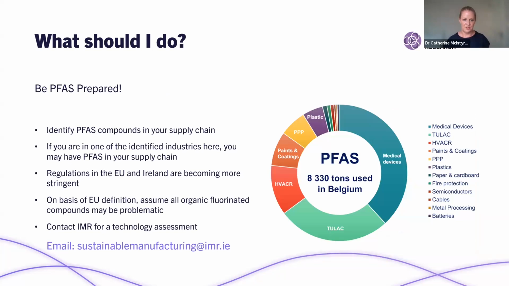So what should you do? As a manufacturer, you should be PFAS prepared. So what you want to do is identify PFAS compounds in your supply chain or your processes. If you are in one of these industries that we've identified, you may have PFAS in your supply chain. Be aware that regulations in the US, in the EU and Ireland are becoming more stringent and will become more stringent. But on the basis of the current EU definition that is in that proposal, I would assume all organic fluorinated compounds may be problematic for the moment.